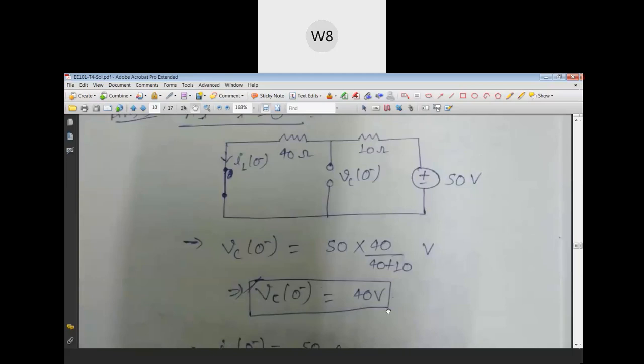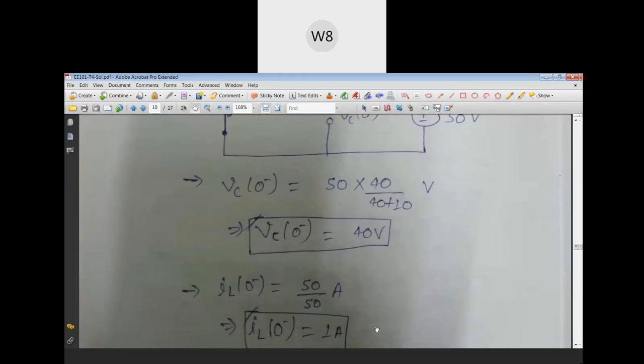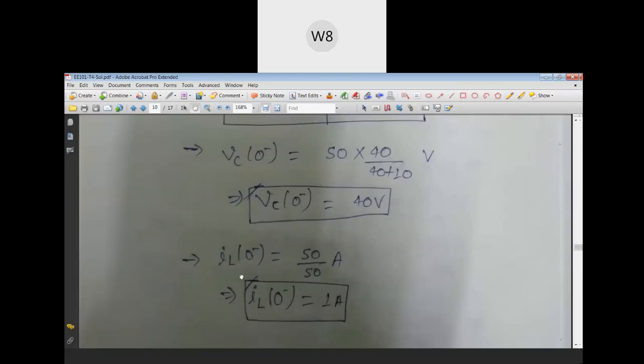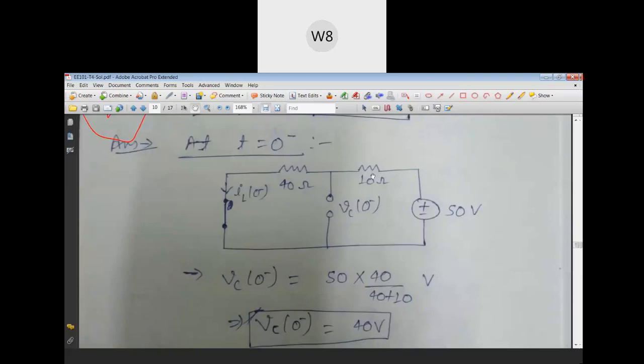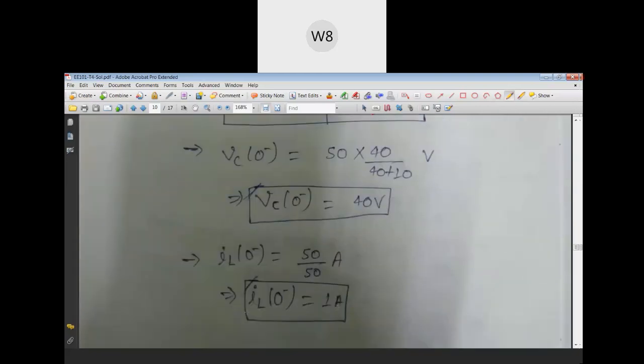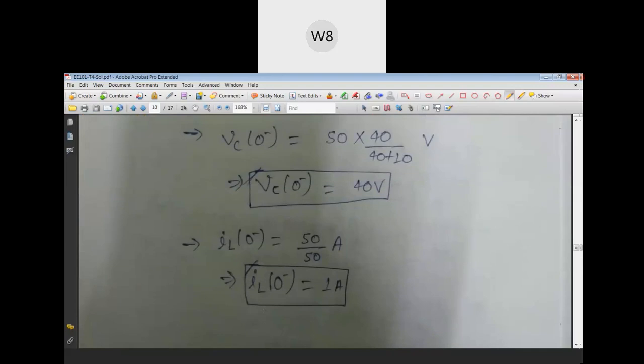Now we will have to find out the current through inductor, because we will be using this later on. This is not required as per the question directly. So at 0 minus, the current through inductor is going to be current through this 40 ohm or 10 ohm, and they are in series. So the net current flowing through this circuit is equal to 50 divided by 50, that means 1 ampere. So this is the current through inductor. That means when current source comes into existence, then also at 0 plus, the current through inductor is going to be 1 ampere.